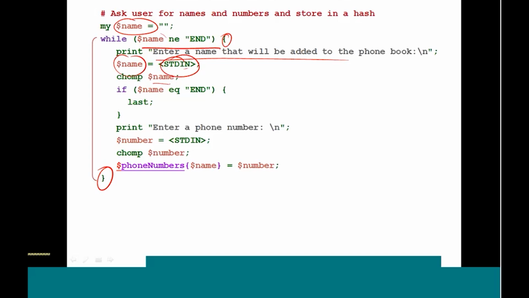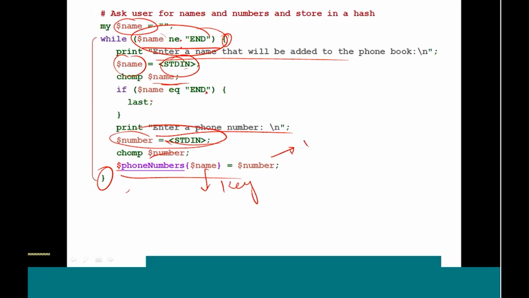So it tests this condition, and since it is an end, it will end the loop itself. But if it is not, then we will go forward. Then we ask to enter the phone number, and then we capture the number in this number variable which we declared earlier. Again, we chomp the number, and then we basically just add that into the hash array that we declared, the phone numbers, with the key as the name and number as the value.